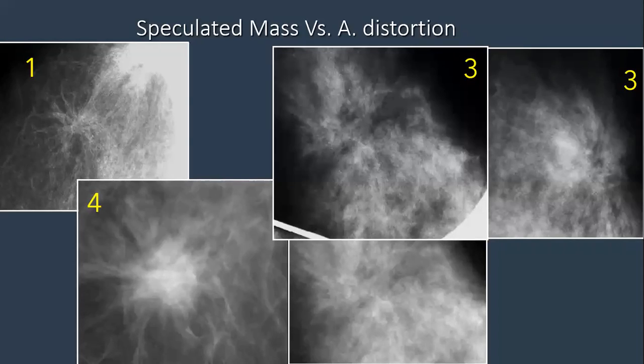Since you remember the definition of the mass, it has a consistent shape in different views. And here there is no such consistency. You see, this is an architectural distortion. So it is important to differentiate between the speculated mass and architectural distortion. If you look here, the central point is lucent. The periphery is more dense than the center. Do you agree? Yes, I agree. So this again is the definition of a mass.